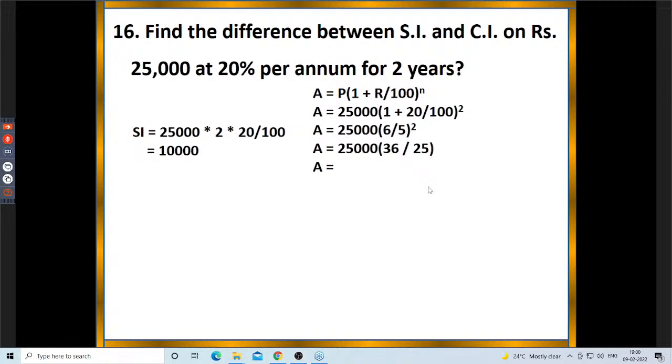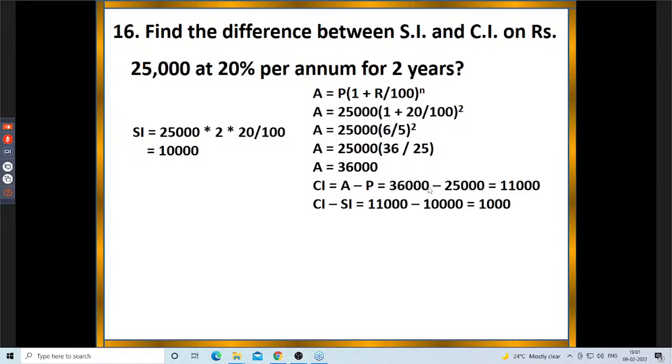So what is the compound interest value automatically? Compound interest is equal to amount minus principal value. 36 minus 25, 11,000.